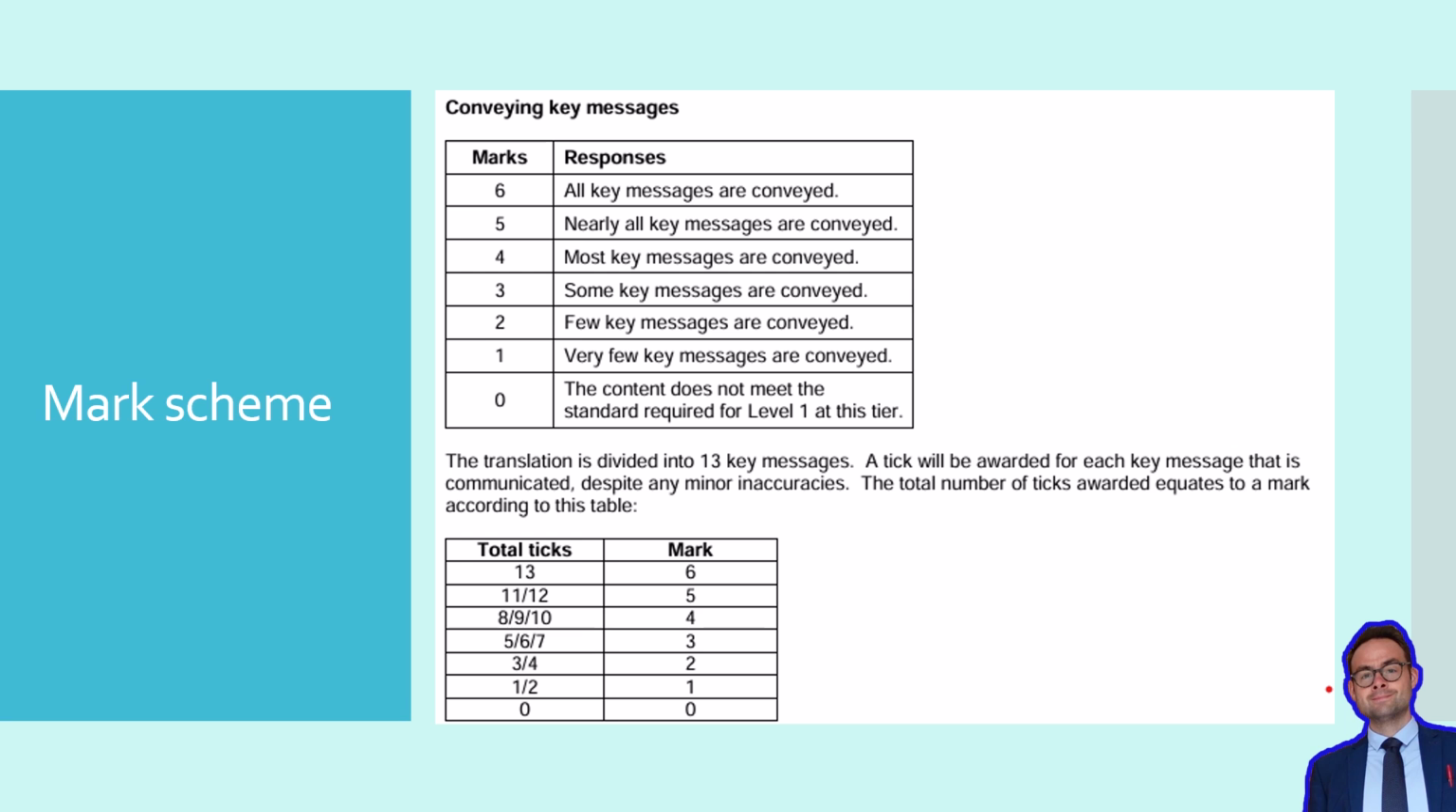And then the translation is divided into 13 key messages. You get a tick if you've accurately translated that message. Your ticks are added up and then converted into a mark out of 6. So putting those 2 marks out of 6 together gives you a mark out of 12, and that's how it's marked. So even if you're not 100% sure about different bits of grammar, still try and answer as much as you can, because you will get marks for conveying messages independent of your grammatical accuracy.